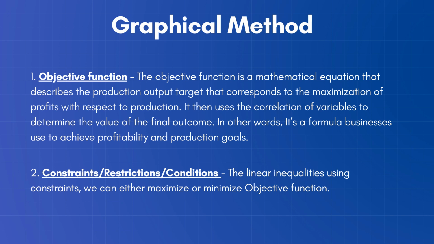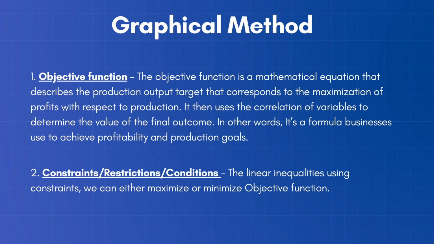The objective function is a mathematical equation that describes the production output target that corresponds to the maximization of profits with respect to production. It then uses the correlation of variables to determine the value of the final outcome. In other words, it's a formula businesses use to achieve profitability and production goals.